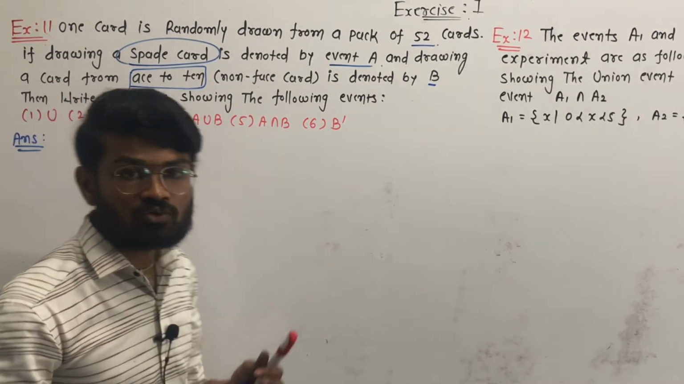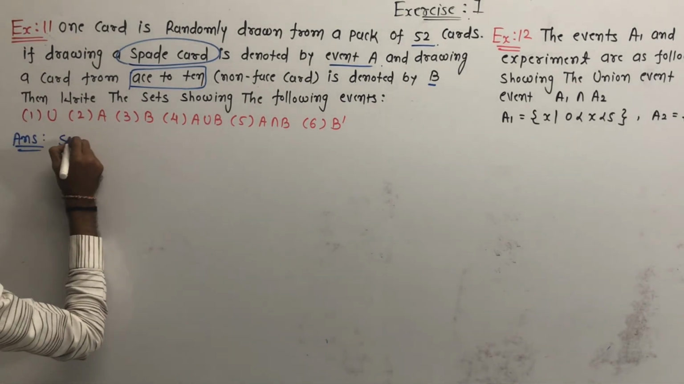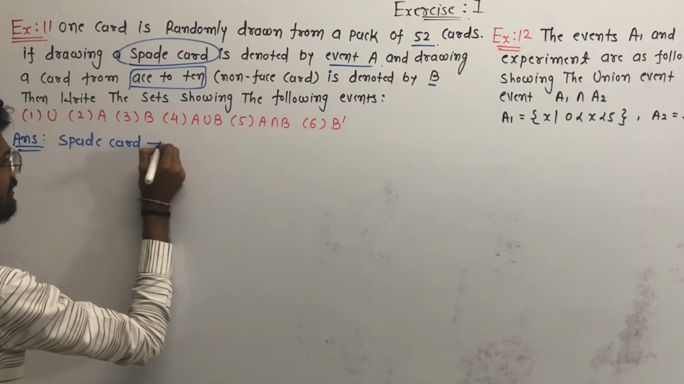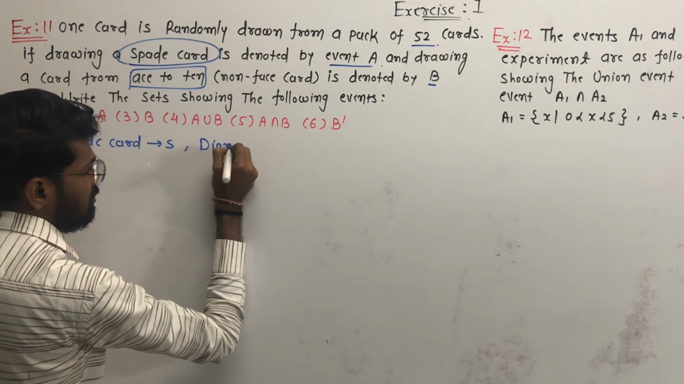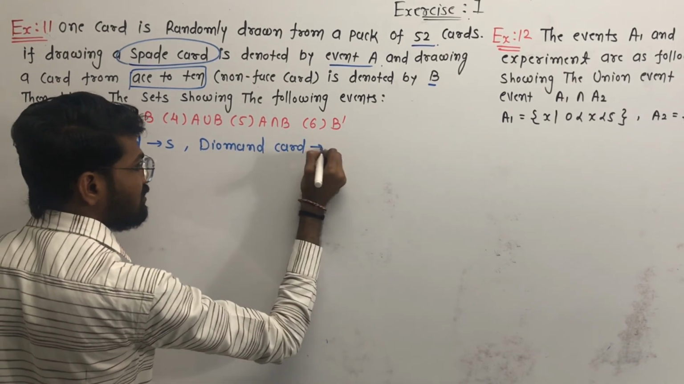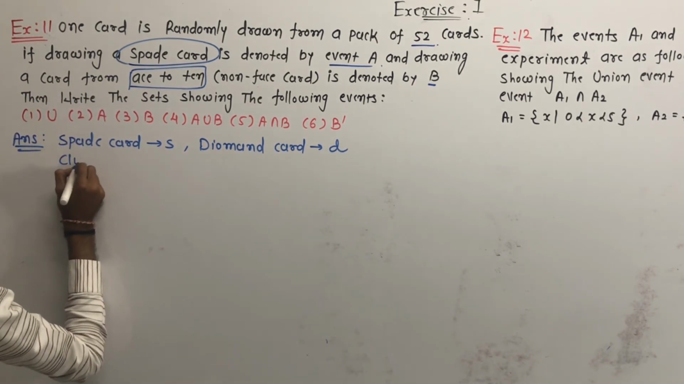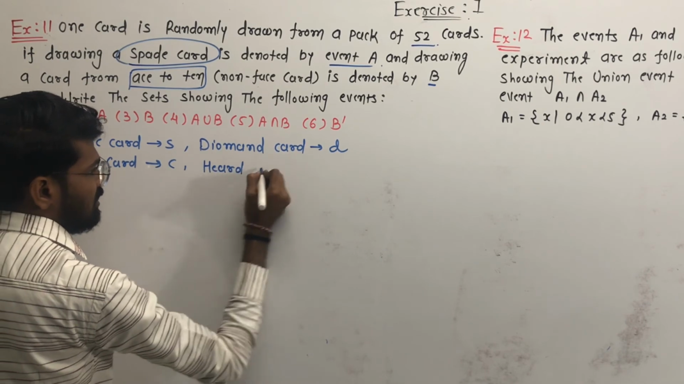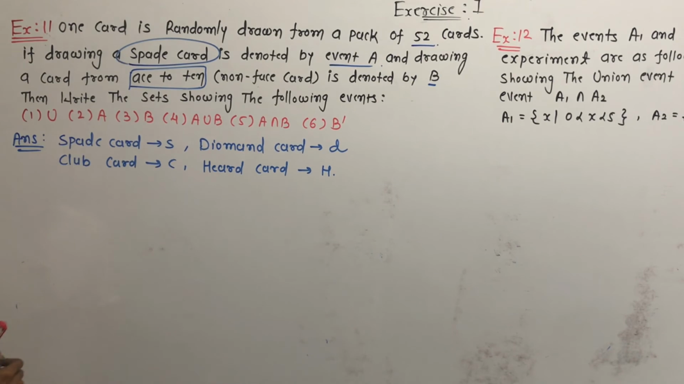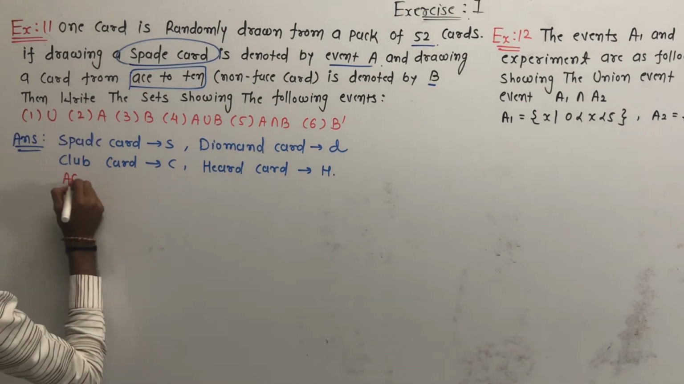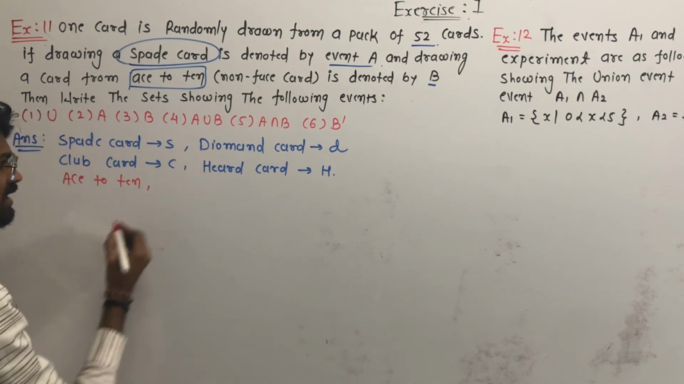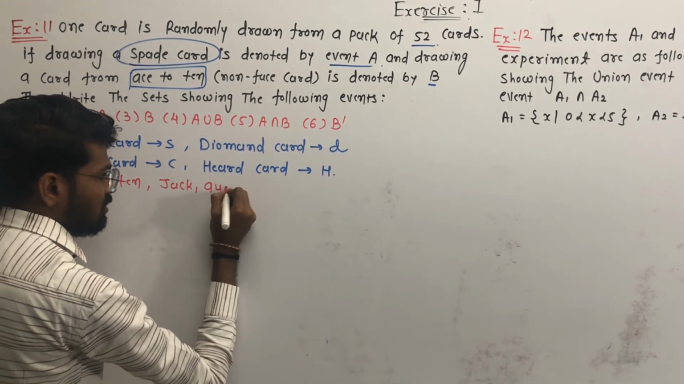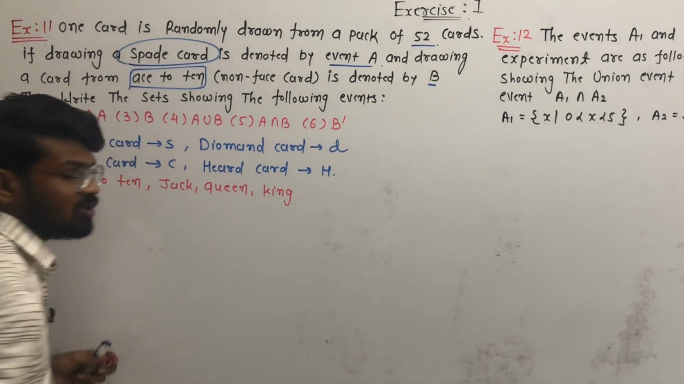in the 52 cards there are 4 types of card. First one is the spade card, denoted by S. Second one is the diamond card, denoted by D. Third one is the club card, denoted by C, and fourth one is the heart card, denoted by H. Each variety has 13 cards: 2 to 10, then jack, denoted by J, then queen and then king. So this is the total of 13 cards.